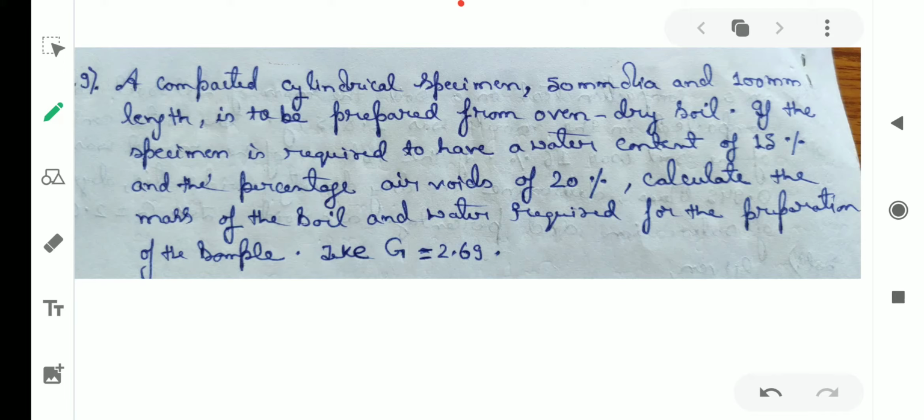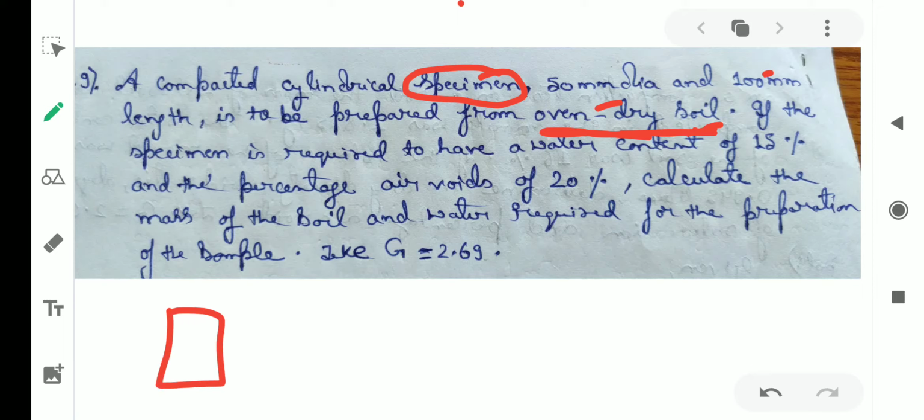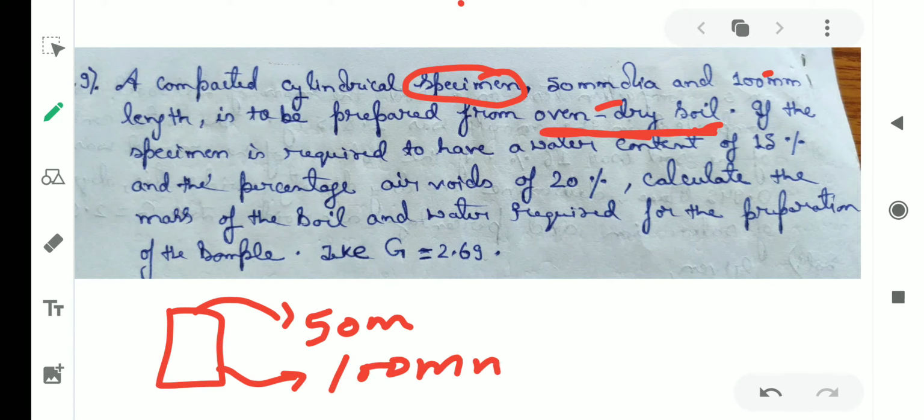A compacted cylindrical specimen 50 mm dia and 100 mm length is to be prepared from an oven dry soil. So there is oven dry soil, and using that soil we have to prepare a cylindrical specimen of size 50 mm dia and 100 mm length. The dia is 50 mm and the length is 100 mm, correct?